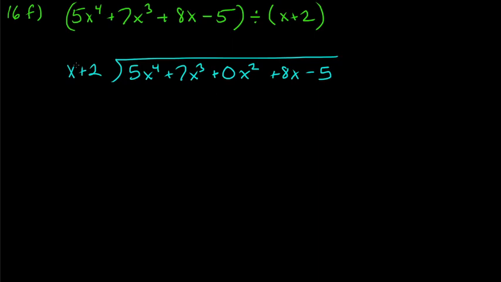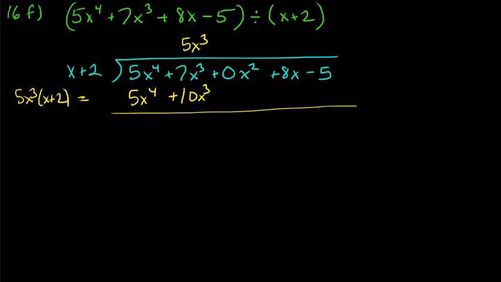Right, remember that? All right, 5x to the 4 divided by x is 5x to the 3. And 5x to the 3 times x plus 2 is going to be 5x to the 4 plus 10x to the 3. Okay, flip the signs. They're both positive. Make them both negative. Right. So when you add, you should get negative 3x cubed, right? Plus 0x squared plus 8x minus 5. That's round 1.